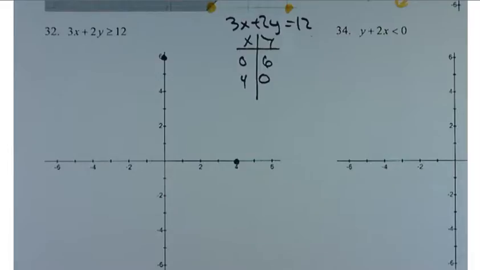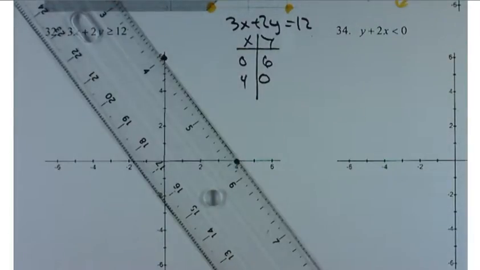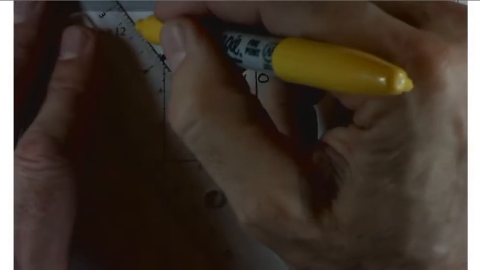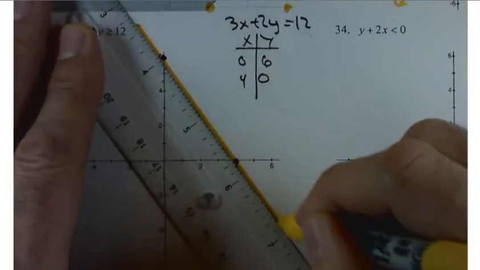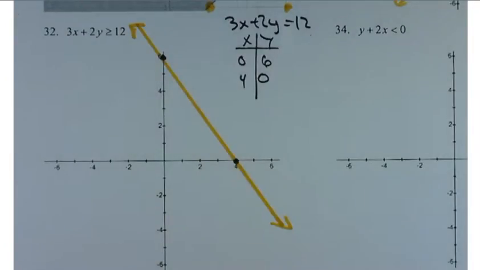Micah, what kind of line should I use to connect the dots here? Solid or dashed? Good. Solid line. Let's just draw a nice solid line here. Don, I need a test point. What would be a good test point? 0, 0. Yes, absolutely. My favorite.